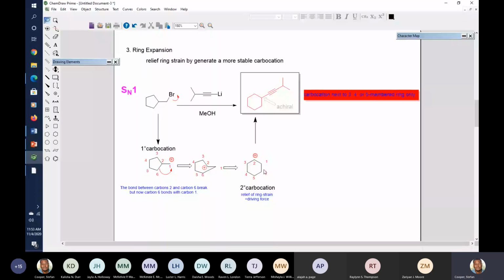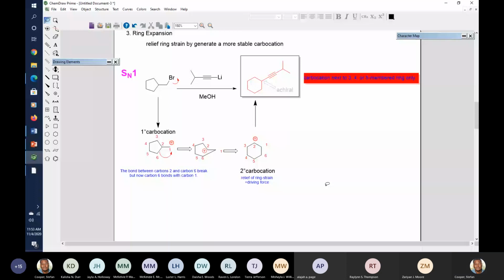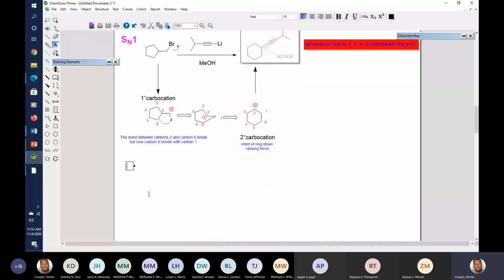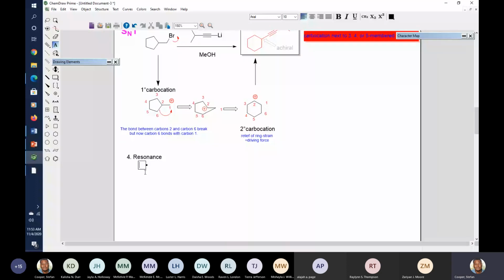All right, any questions so far with the ring expansion? Okay, good. Let's do the last one. The last one is probably the easiest of the two. And this is just resonance, right? So what happens with resonance?